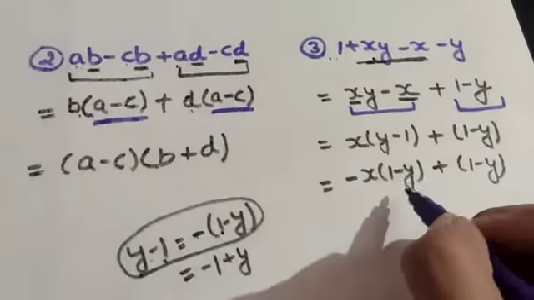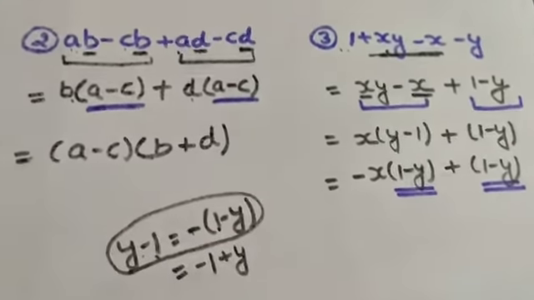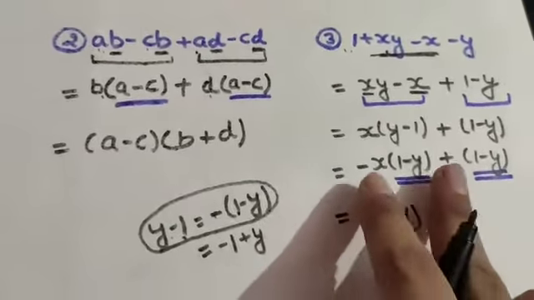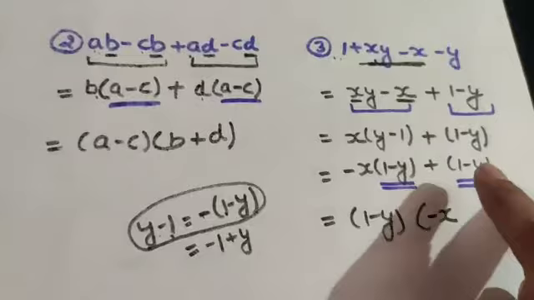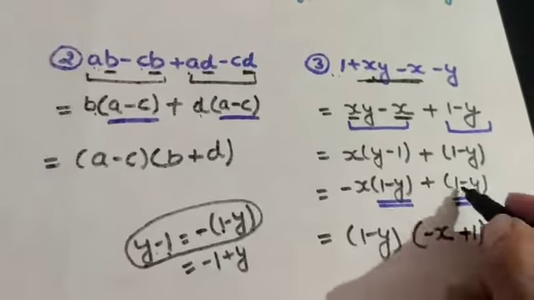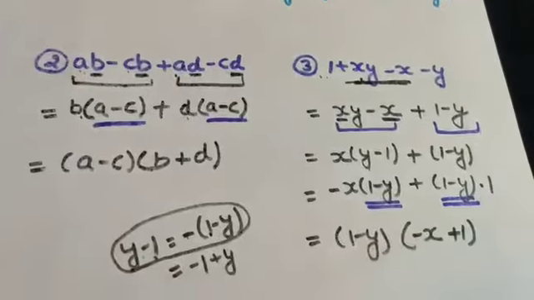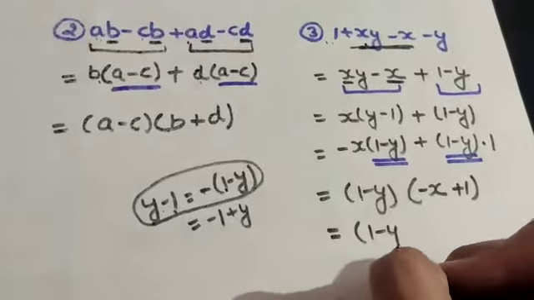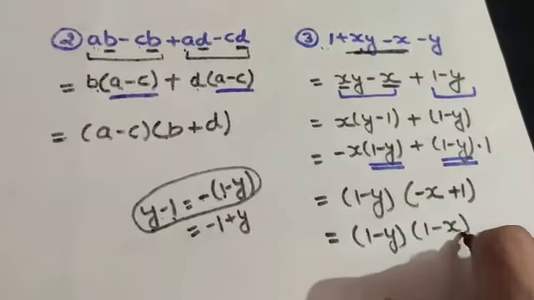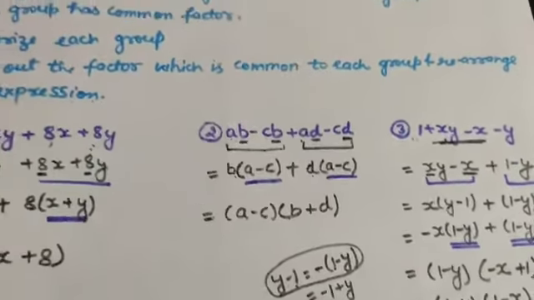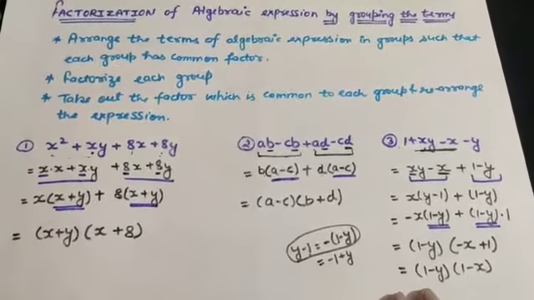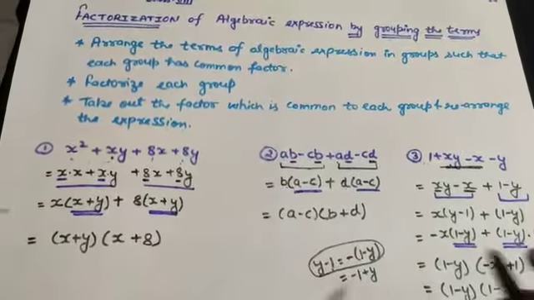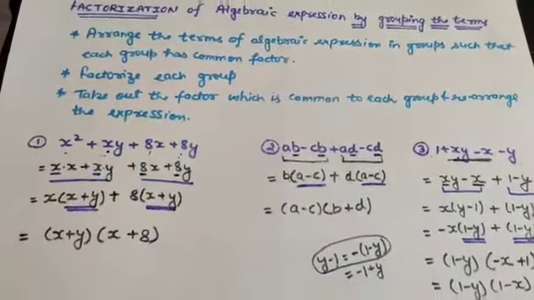So now you can see that 1 minus y is common. So take out 1 minus y. Now what is left here is minus x and what is left here is 1, because 1 minus y can be written as 1 minus y multiplied by 1. That means the answer will be 1 minus y multiplied by 1 minus x. So this is the way by which we will do the factorization of an algebraic expression by grouping the terms. Practice questions to do factorization by this method. Thank you very much.